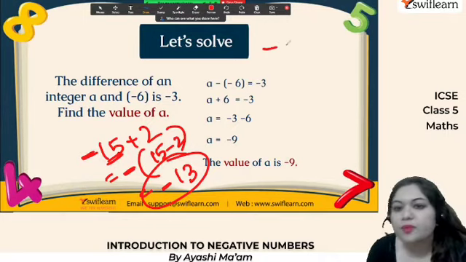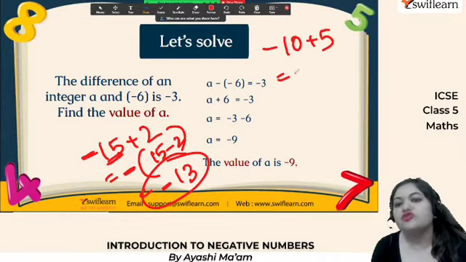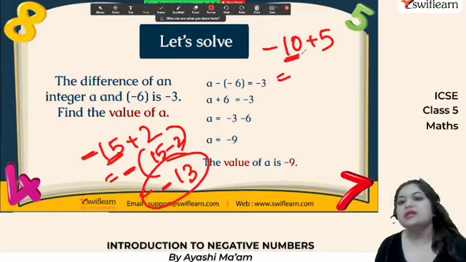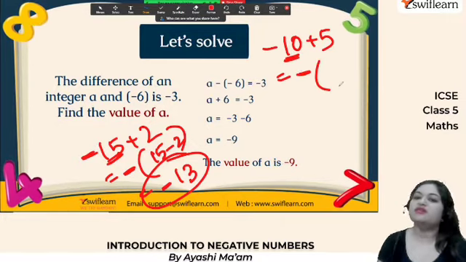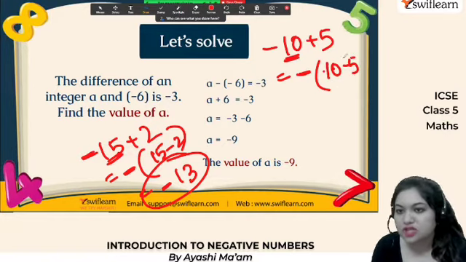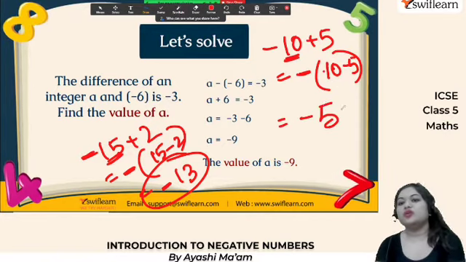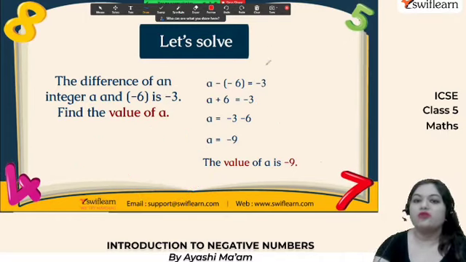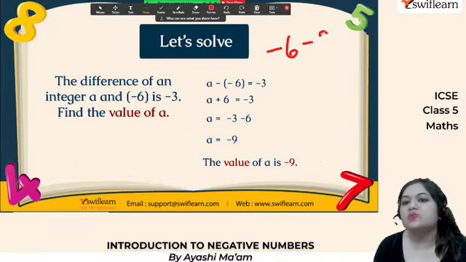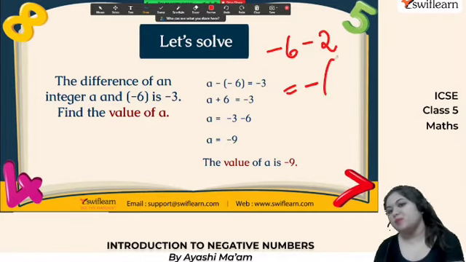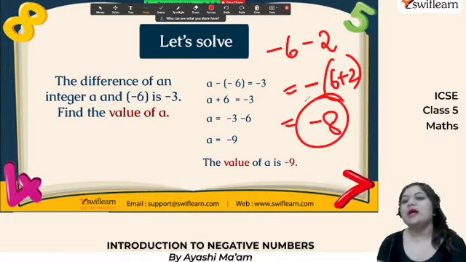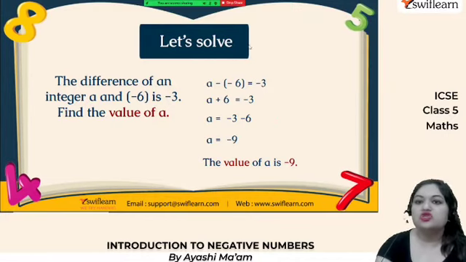Okay. So suppose we have -10 plus 5. Which value is the greater one? 10 is the greater value. That has got a negative sign. So in the main answer also, it will be a negative sign. Then you do your subtraction, that is 10 minus 5. So you will get the answer as -5. And if we have -6 minus 2, both the numbers have minus in front. So take this minus out and do 6 plus 2. Do the addition, then you will get -8. Understood? Okay.